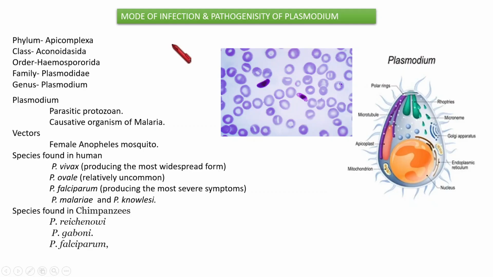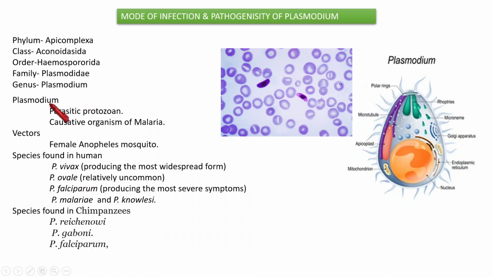Good morning, dear students. Today we are going to start our class with the topic Mode of Infection and Pathogenicity of Plasmodium. Regarding its taxonomical details, it comes under the phylum Apicomplexa, class Aconoidasida, order Haemosporida, family Plasmodiidae, genus Plasmodium.